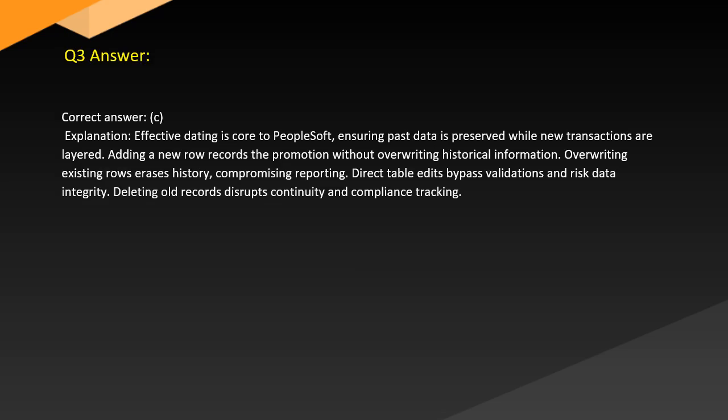Answer. Correct answer: C. Explanation. Effective dating is core to PeopleSoft, ensuring past data is preserved while new transactions are layered. Adding a new row records the promotion without overwriting historical information.